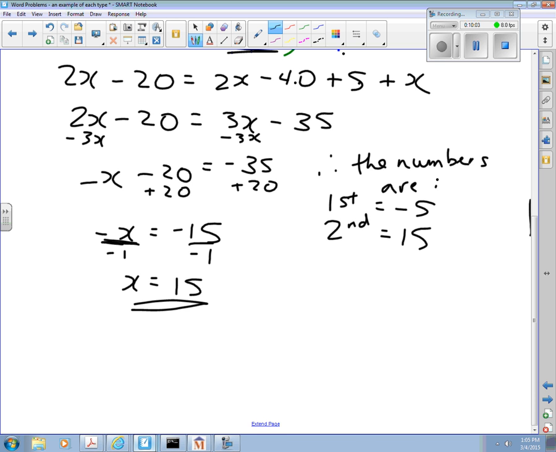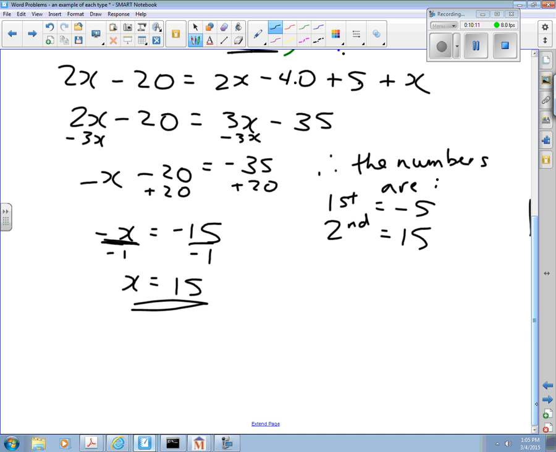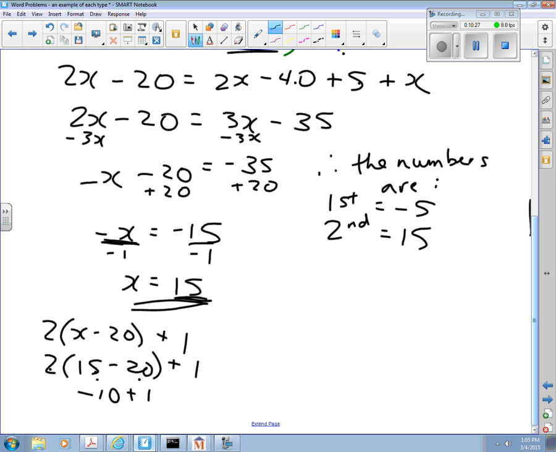Going back up, what do we know about the third number? The third number is the most complicated one. It's 2 times x minus 20 plus 1. So I might do that as scrap work over here. 2 times x minus 20 plus 1, and my x is 15. Good thing we've studied BEDMAS this year because we kind of needed it. 15 minus 20 is negative 5. Negative 5 times 2 is negative 10. Negative 10 plus 1. My third number is negative 9.